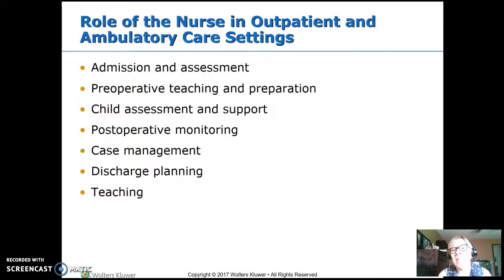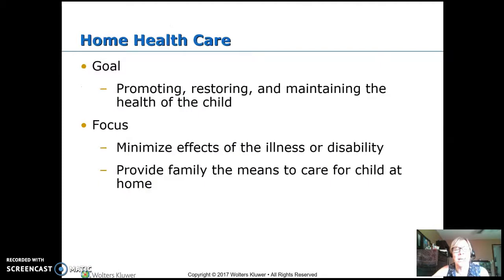Teaching them how to use the things we are sending them home on. So a lot to do. It's nice that they don't have to stay at the hospital, but we need to make sure they really understand the teaching they get. So we send a lot of kids home on home health care, which is nice. The goal is promoting, restoring, and maintaining the health of the child. And it's nice you can do it without the stress of the hospital. Focus to minimize effects of the illness or disability and to provide family the means to care for the child at home.